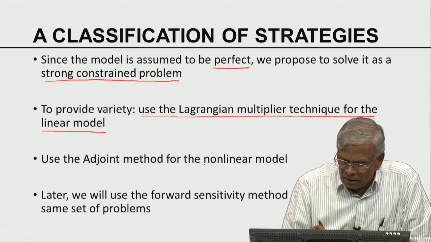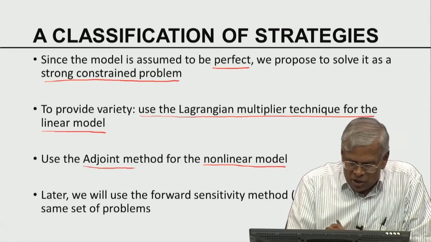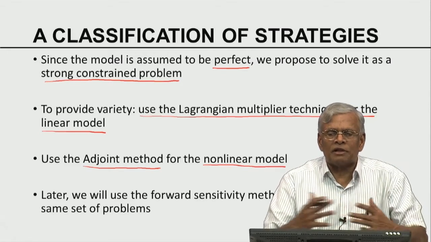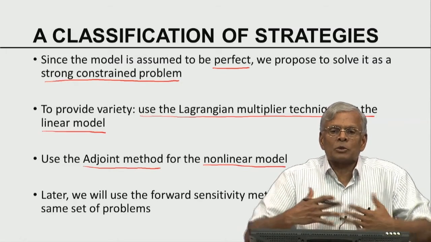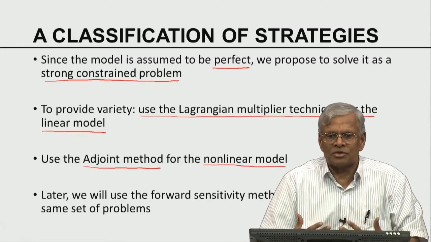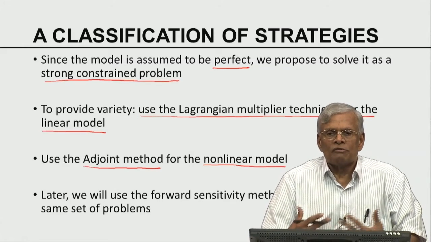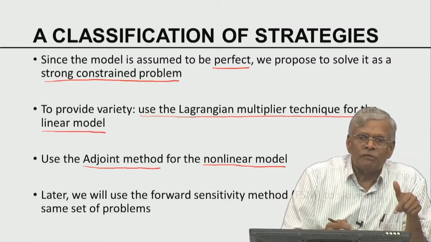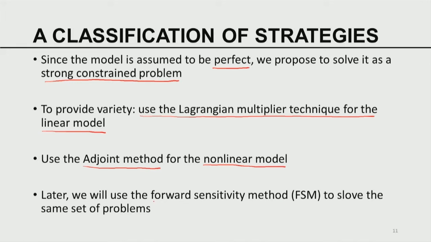For the nonlinear model, I will use the so-called adjoint method. Why do we use different techniques to solve different versions of the problem? To expose the richness of the class of methods that has come to be known for solving these kinds of dynamic problems. Later, we will also solve the same problem using a new class of method called the forward sensitivity method, which was developed by us some 5-6 years ago. So you can see the variety of techniques now.